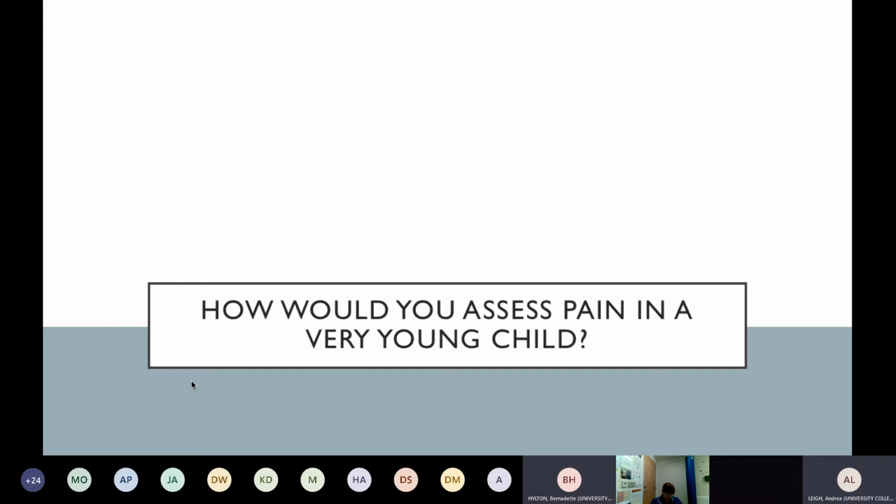Someone's already commented that the visual message is really effective when you're talking about conveying the message about judging pain. So the pictures that you put up really helped get that message across.